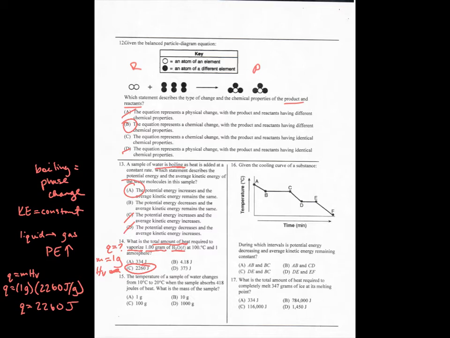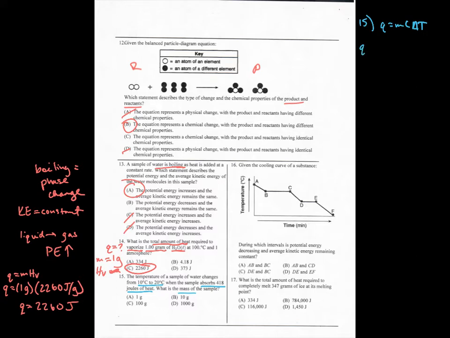All right, number 15, the temperature of a sample of water changes from 10 to 20. So we're having a temperature change. That means we should instantly think MCAT equation. When the sample absorbs 418 joules of heat, what is the mass?